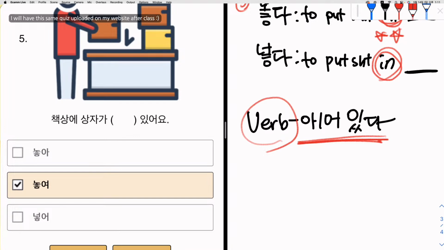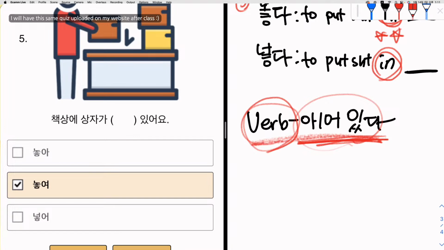효순이 또 나왔다. 잠깐만. 효순아, 제발 들어가 있어. 응? 나 수업 끝나고 놀아줄게. Verb 있다. It's something is staying. She came out again. 효순아. Okay. So something is staying verb.